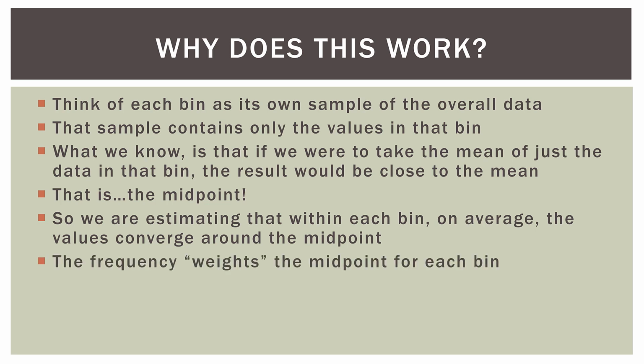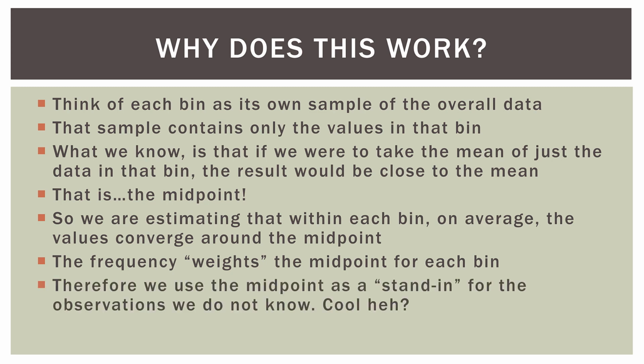Now the frequency we talked about kind of weights the midpoint for each bin. So we're saying that this bin has more observations than this bin, and therefore when we do our sum, we are weighting them accordingly. So we can use the midpoint as sort of a stand-in for the mean of those observations in that bin that we don't know. That's pretty cool, isn't it?